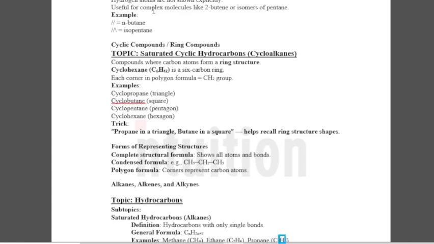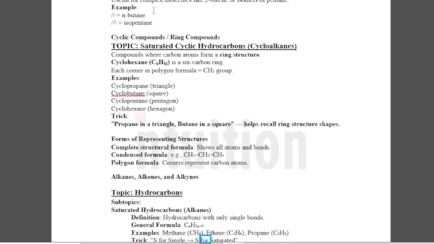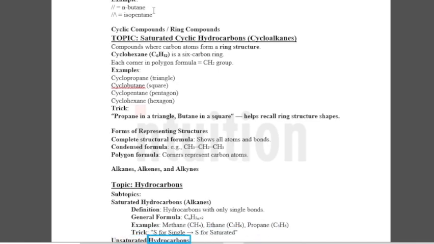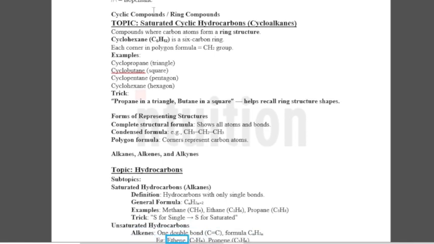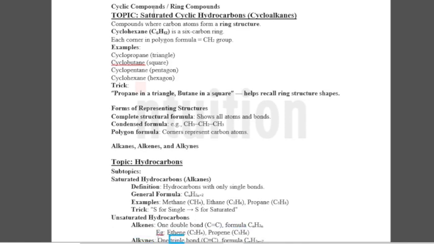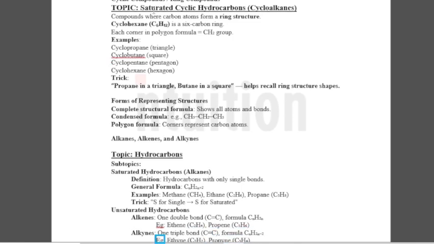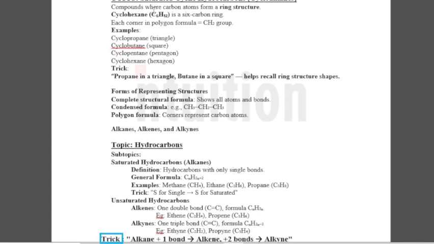propane, C3H8. Trick: S for single, S for saturated. Unsaturated hydrocarbons: alkenes have 1 double bond, C=C, formula CnH2n, e.g., ethene, C2H4, propene, C3H6. Alkynes have 1 triple bond, C≡C, formula CnH2n-2, e.g., ethyne, C2H2, propyne, C3H4. Trick: alkane plus 1 bond is alkene, plus 2 bonds is alkyne.